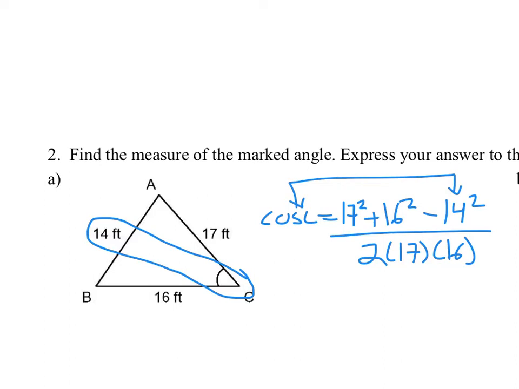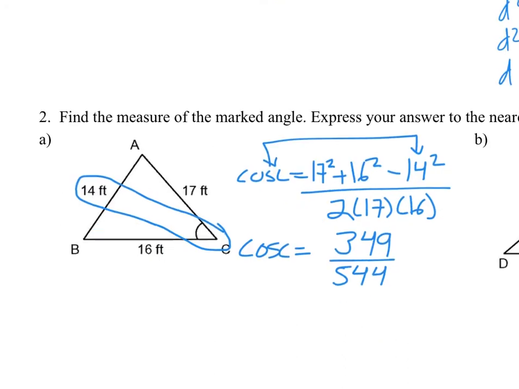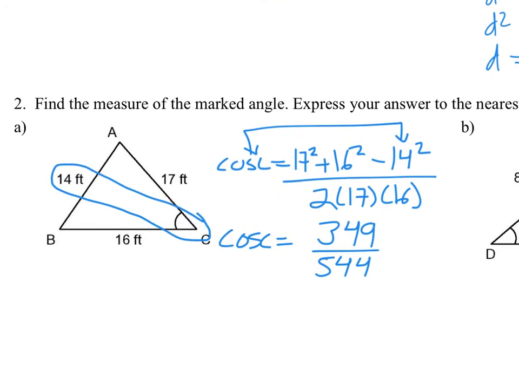Now, when I do this, I want you to do the numerator and denominator separately because I've seen a lot of issues with this in the past. So on your calculator, let's just do 17 squared plus 16 squared minus 14 squared and press equal. You should get 349. Then let's do the denominator. 2 times 17 times 16 should get 544.